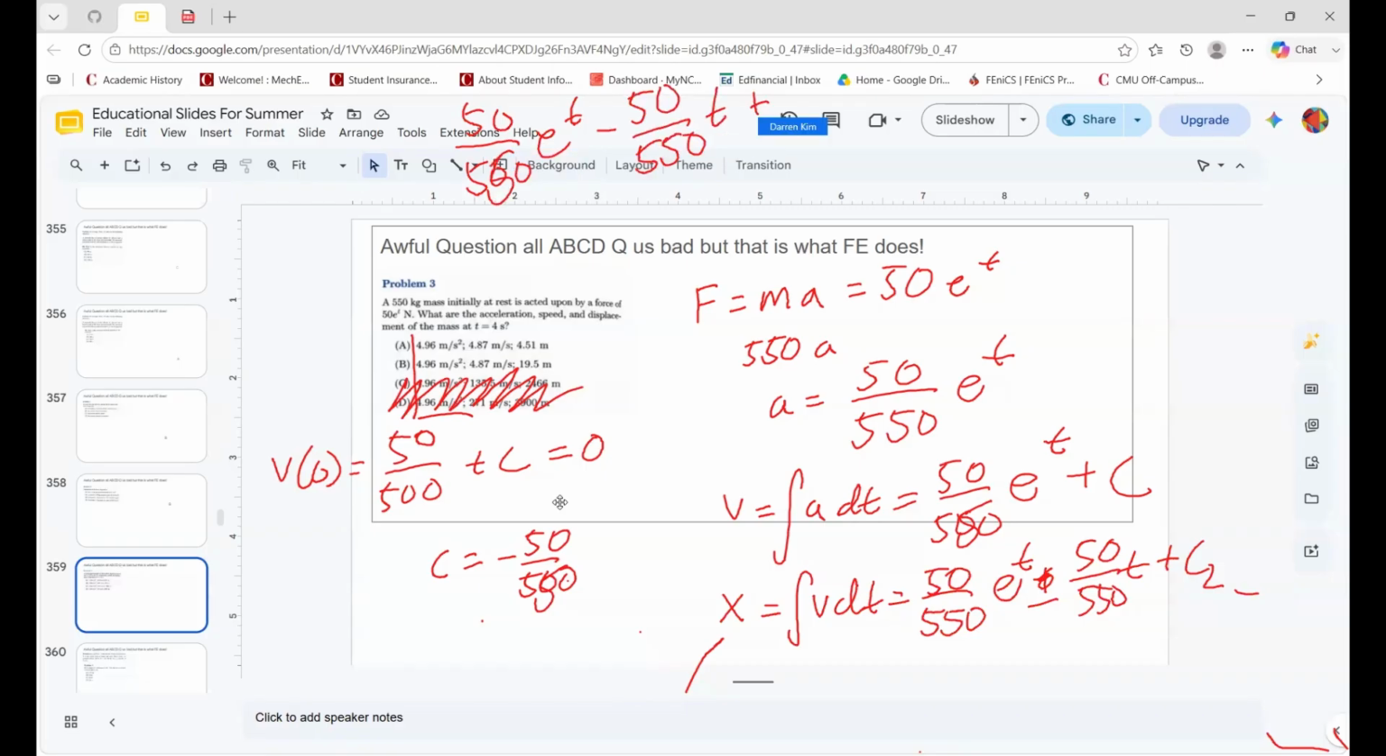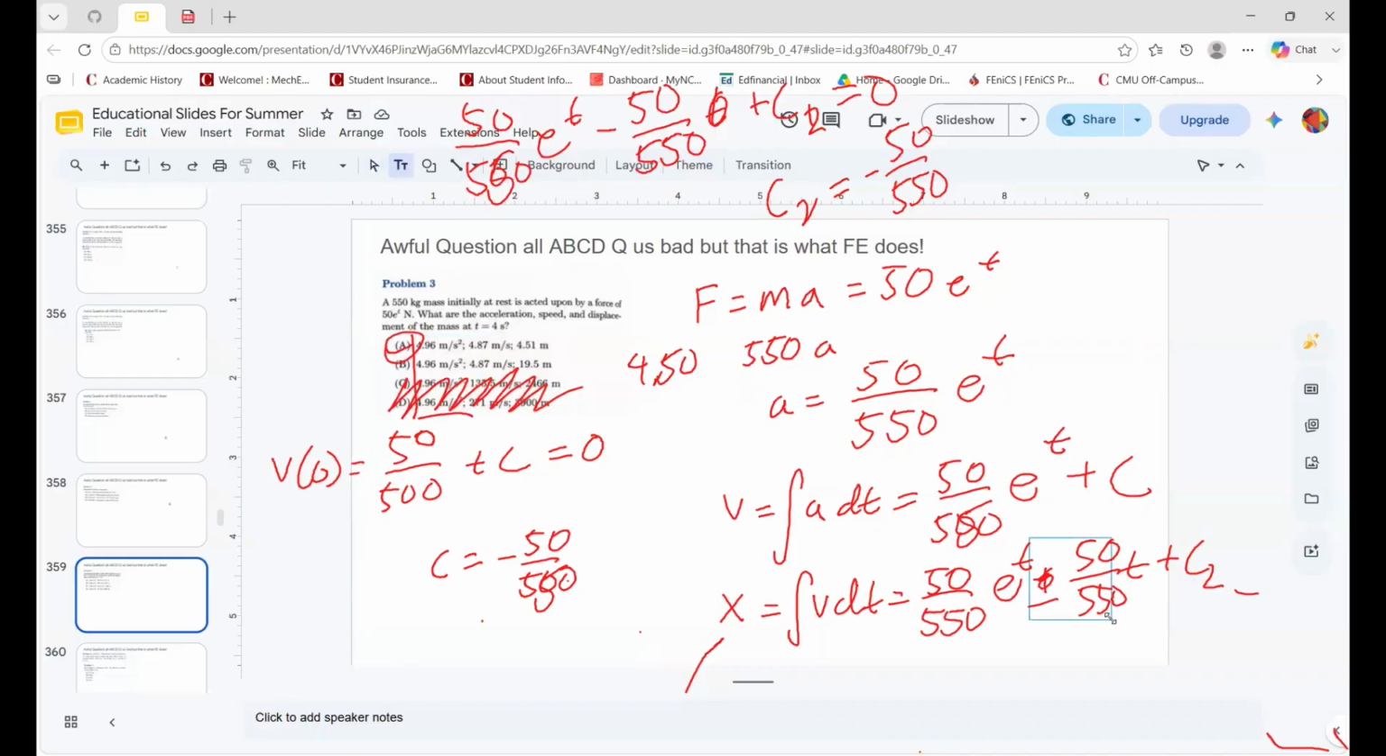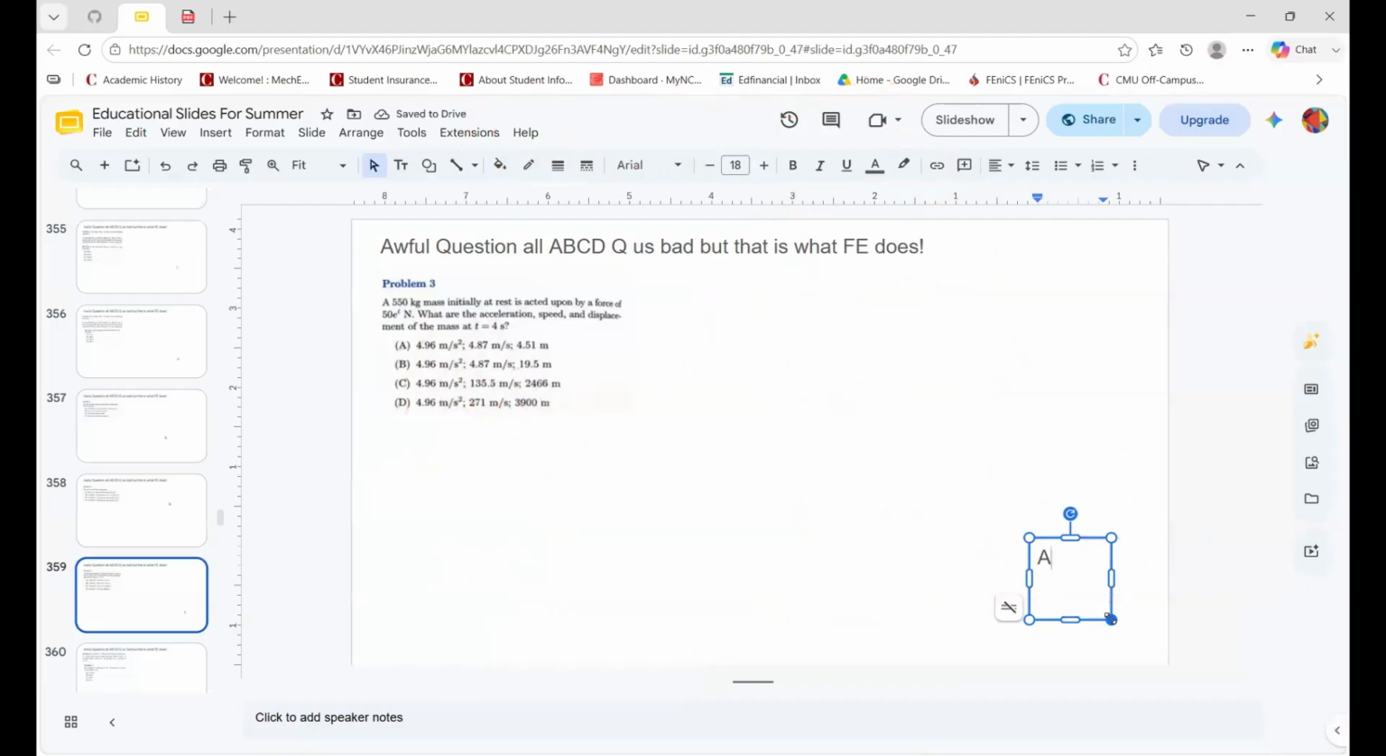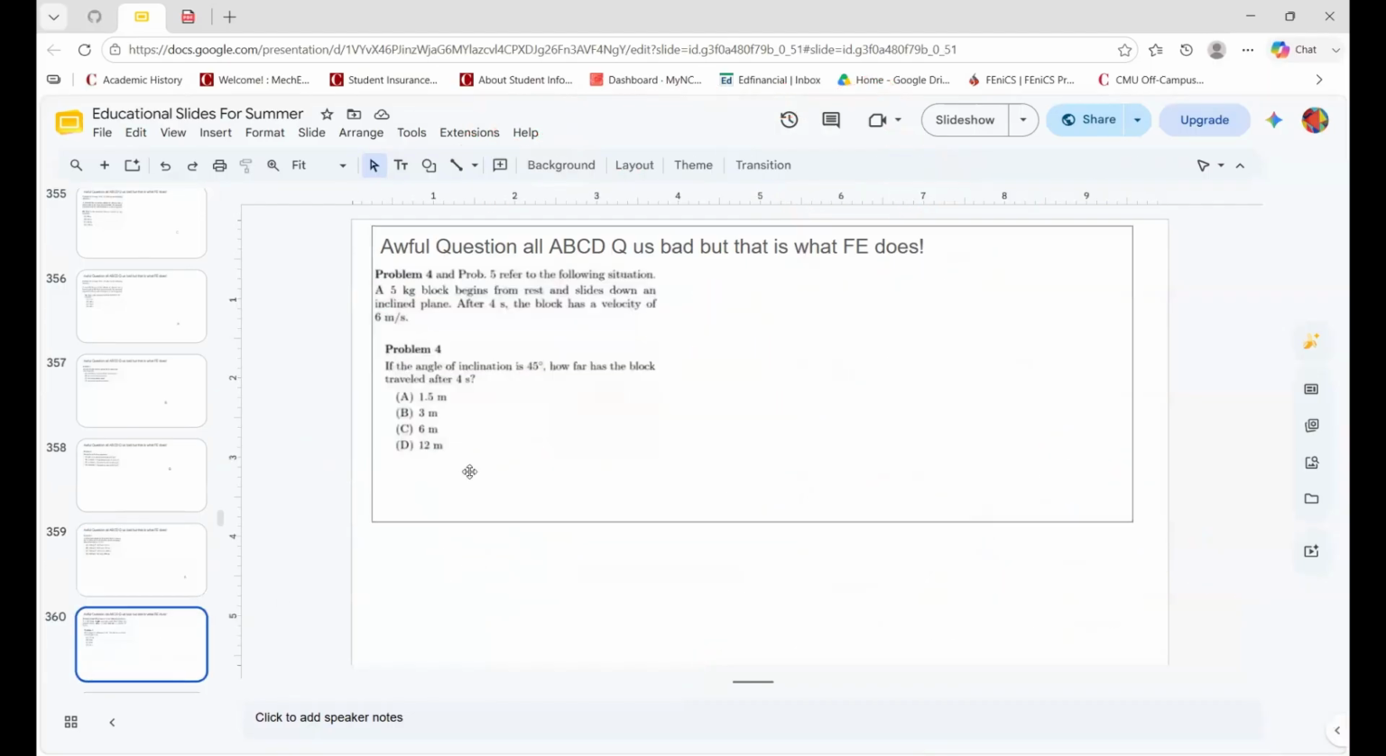So this is 0. Wait a second. If that's 0 and that's 0, is it C2 again? The same as -50 divided by 550 as last time? Damn. They didn't get creative at all. So multiply by 4, minus 50 divided by 550. It's about 4.508. So it's A. I'm not going to question it. I'm just going to take the free A and move on, right? No way. Anyways, so calm down.